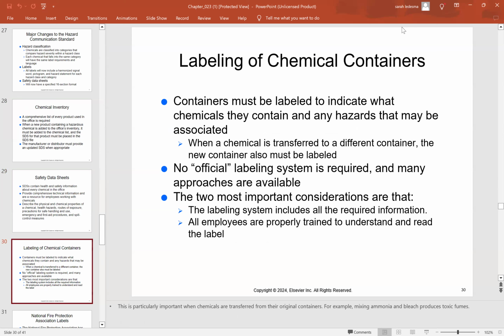Containers should be labeled to indicate what chemical they contain and then any hazards. There's no official labeling system, but there are many approaches. The two most important considerations are that the labeling system include all required information and that the employees are trained to read those labels.